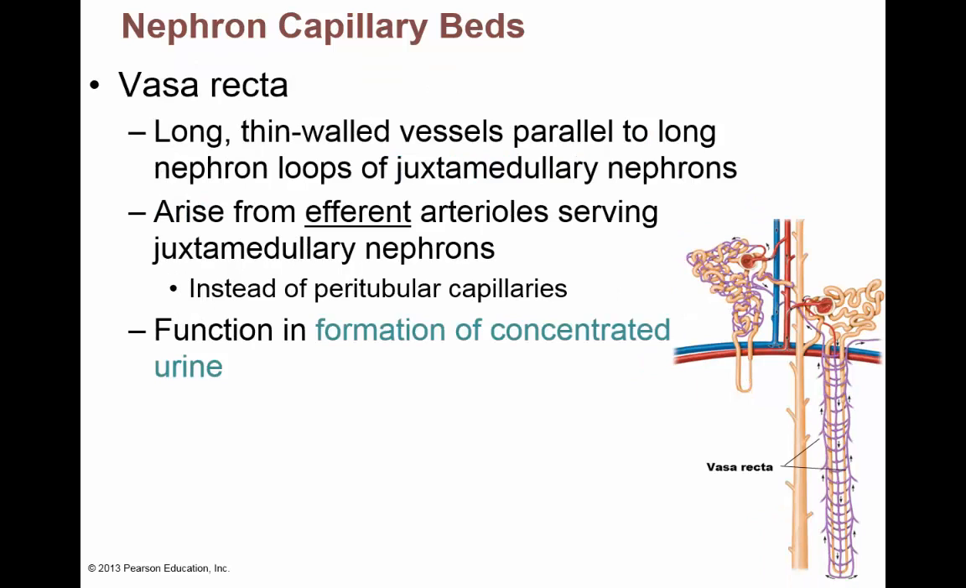The vasa recta, if you're a juxtamedullary nephron, is long, goes around the entire loop of Henle, and is thin-walled. They still also arise from efferent arterioles, just like on the cortical nephrons, except we have them around the nephron loop instead of having peritubular capillaries. Their main job is the formation of concentrated urine. So any water that's going to be in the filtrate inside this tube is going to go from tube into the blood supply. We're going to reabsorb as much water out in that nephron loop as we possibly can. The more water you reabsorb out of that filtrate, the more concentrated your urine is.